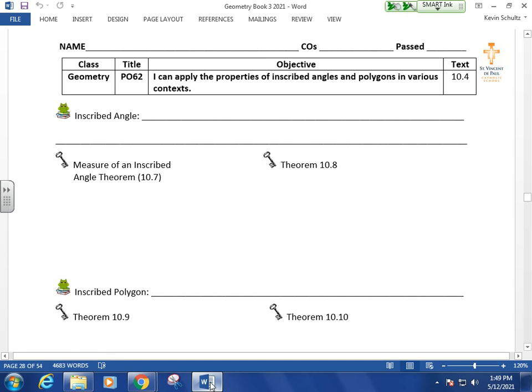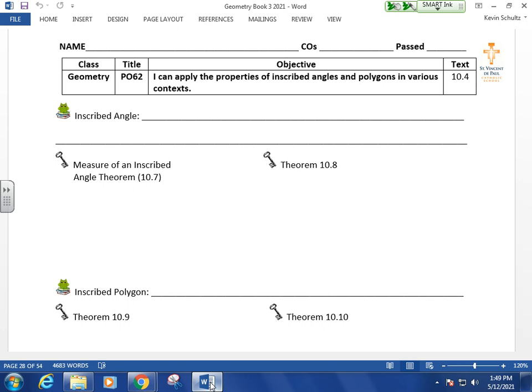Going over 6.2 and 6.3 today, talking about the measures of inscribed angles and inscribed polygons, and then various angles that can be created inside and outside of circles. But we start with an inscribed angle.